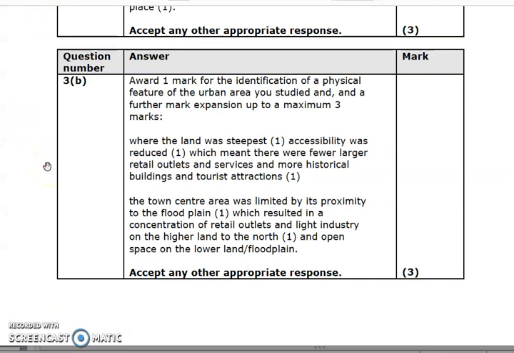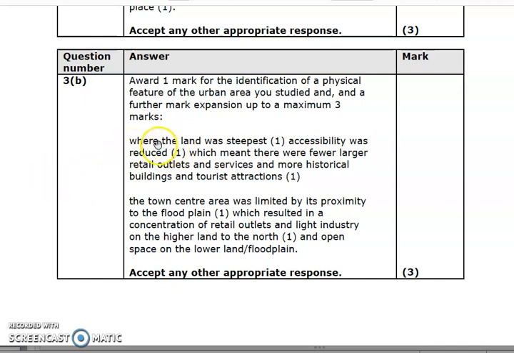So looking at the mark scheme, there were many different things you could have said. For example, part of Birmingham, the city centre, was built on a steep slope, but this meant that the buildings had been designed to actually cope with this. So it hadn't affected the land use that much. It was still very built up there.